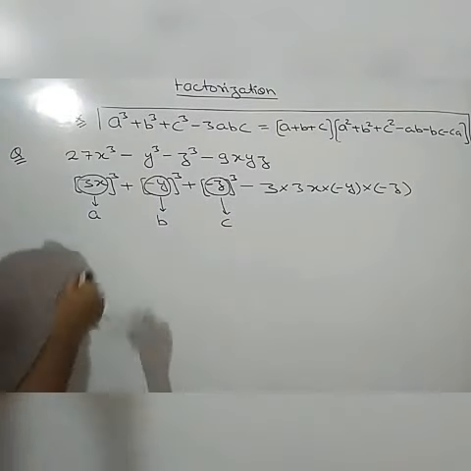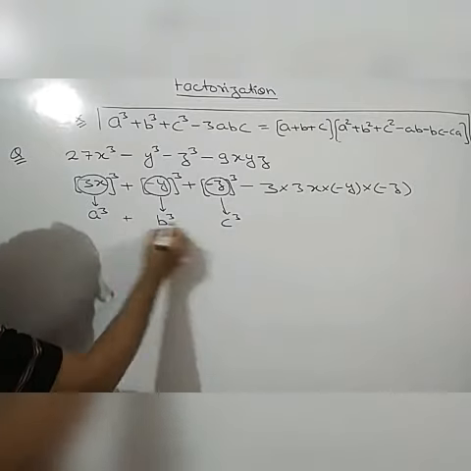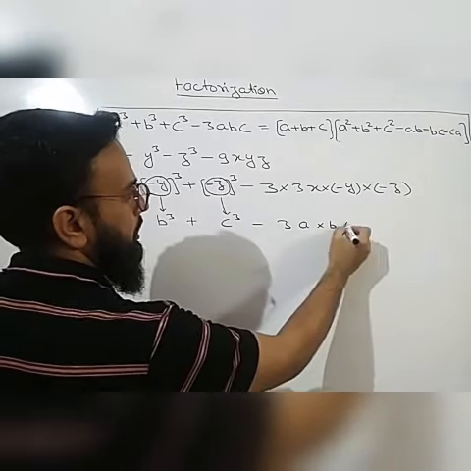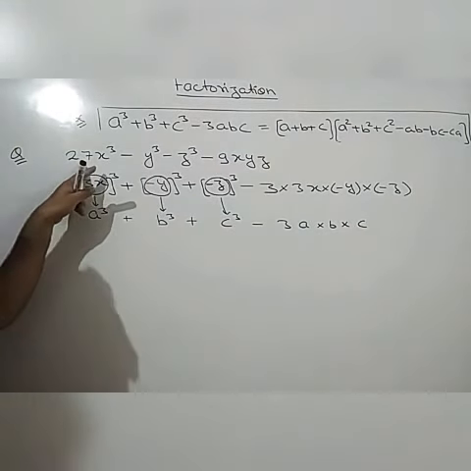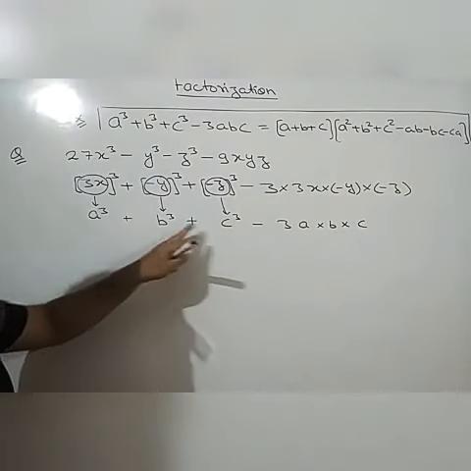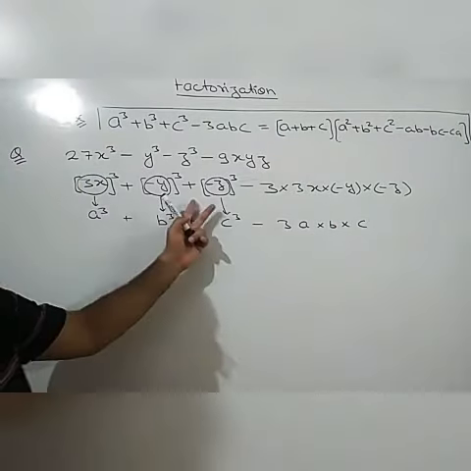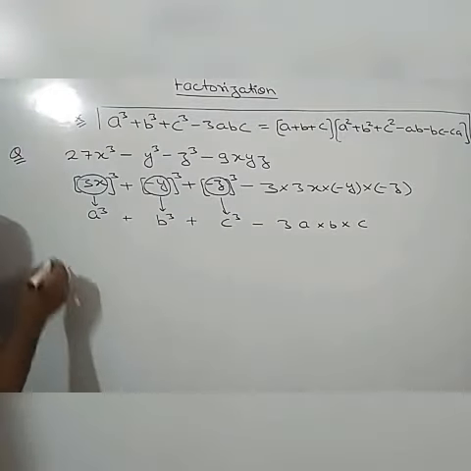Now it is converted into the identity: a cube plus b cube plus c cube minus 3abc. It means the given expression in the question we have converted in terms of the identity a cube plus b cube plus c cube minus 3abc. Now it can be expanded by this formula. Clear? So now we are going to solve it.